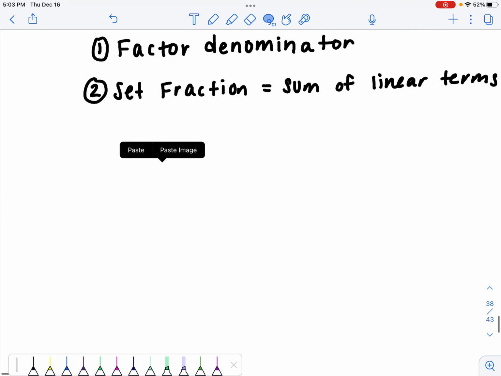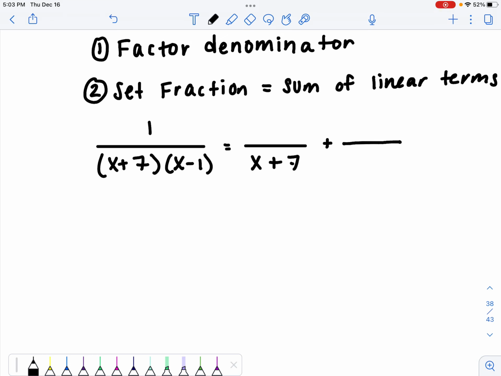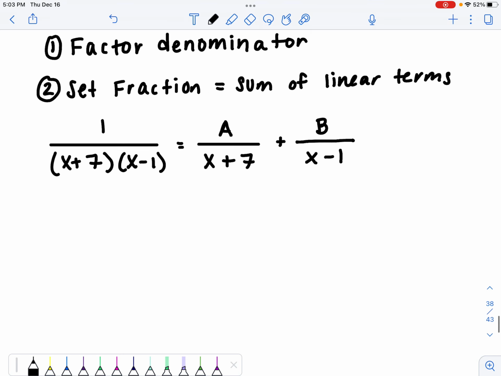So we're going to take our integrand, and we're going to split the denominator up to be the sum of two smaller fractions. So we're going to put the x plus 7 in one and the x minus 1 in another. And our goal is we need to figure out what coefficient should go in the top. So I'm going to put an A and a B. Once we do this, we're going to create a common denominator.